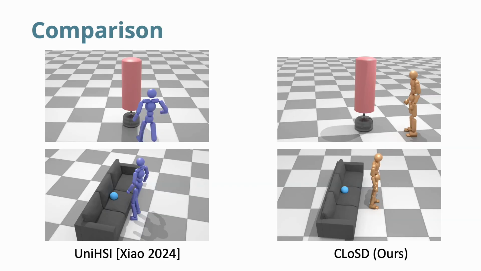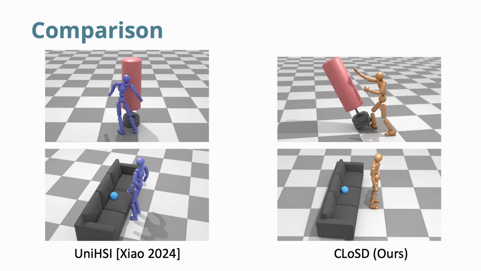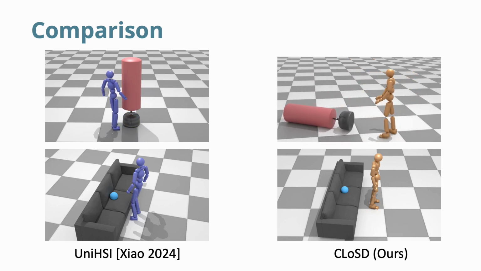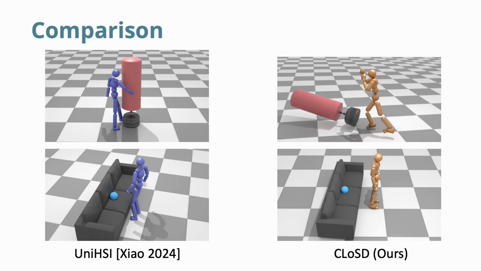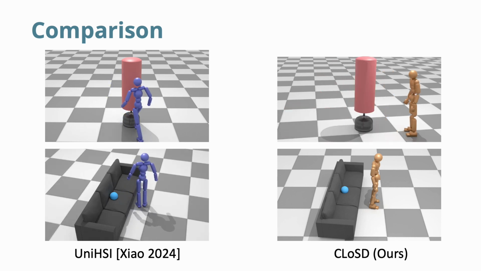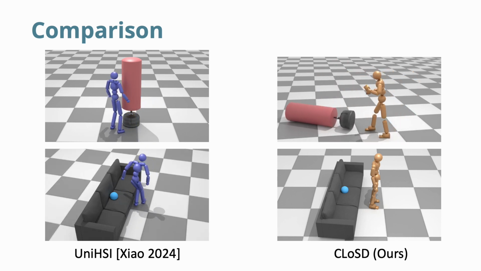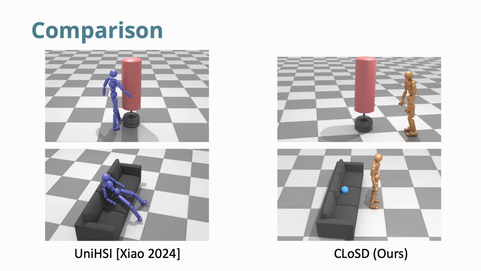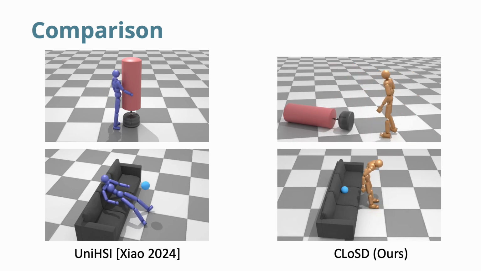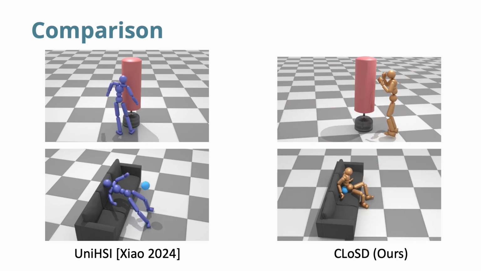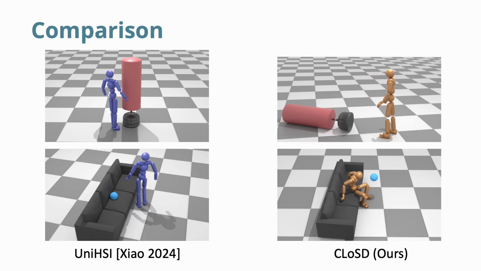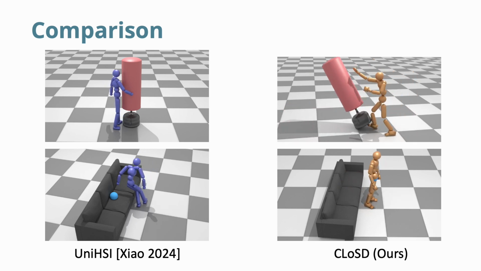We compare our work with UniHSI, which is a state-of-the-art multitask controller. UniHSI indeed reaches contact points, but is not aware of the motion semantics, and hence touches the target, for example, instead of punching it. When asked to get up, UniHSI settles for bending the pelvis to minimize the distance to the target. In CLoSD, the semantic understanding of the diffusion model enables performing these tasks correctly.